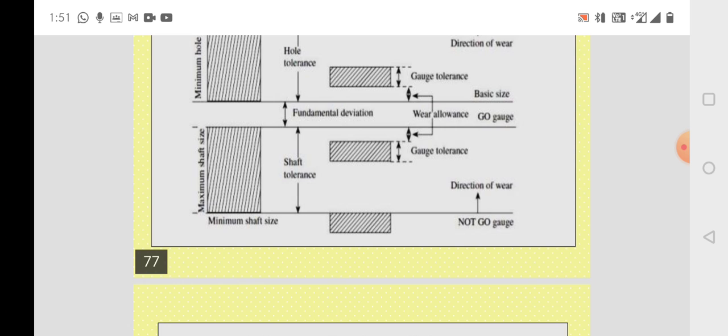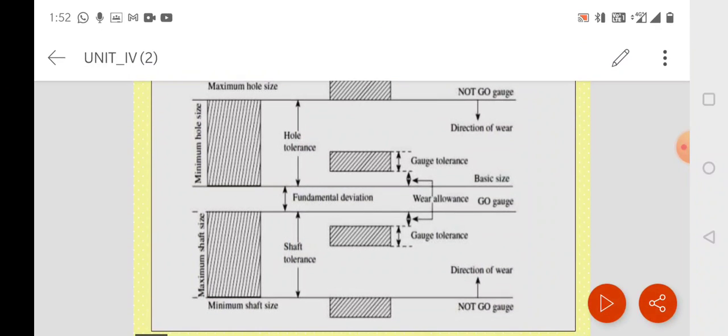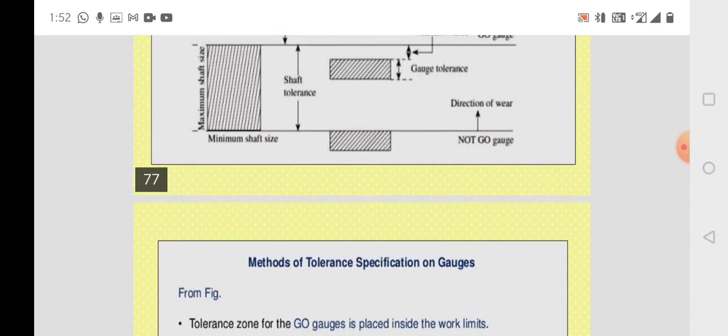आणि या मॅक्झिमम साईजपासून तो किती खाली आहे तर तो वियर अलाउन्स एवढा. So wear allowance is again 10% of gauge tolerance, very small. So go gauge is always within the limit of work tolerances, but no go gauges are outside the work tolerance. It is just outside the work tolerance. होल साठी तो मॅक्झिमम लिमिटच्या वर असतो आणि शाफ्टसाठी तो मिनिमम लिमिटच्या खाली असतो, नो गो गेज.